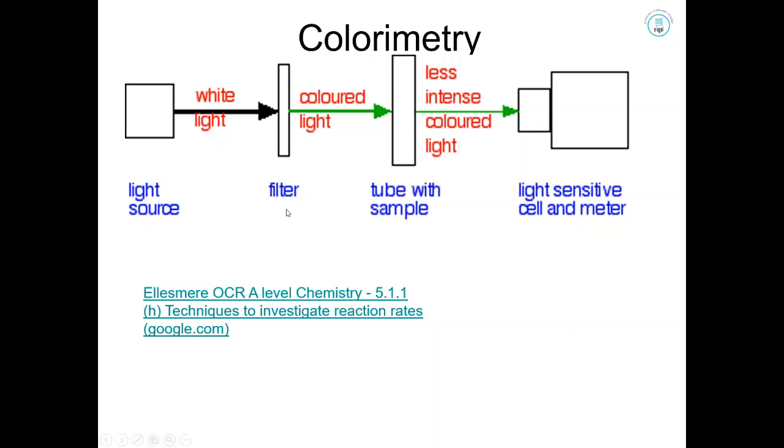So iodine is a really good one to look for. Or if it mentions, for example, nitrogen dioxide is light brown in colour, how would you monitor the rate? Colorimetry is going to be your method. And I've put a little clip here for you to follow, which does quite a nice job going through the technique and the reactions that might use colorimetry.